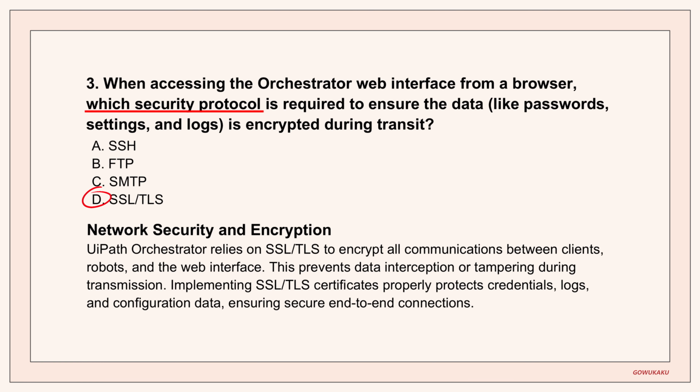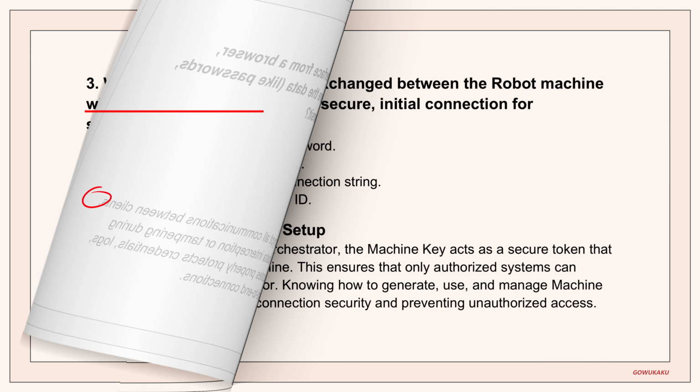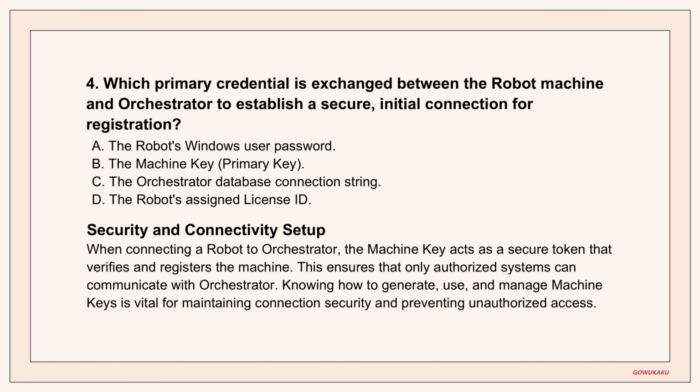No question. Okay, so we've built our secure server fortress. Now the challenge is letting the right people, or rather the right machines, our robots, connect securely. When a new robot machine tries to register with Orchestrator for the very first time, there's this unique credential they exchange, a kind of secret handshake. What infrastructure piece is that?